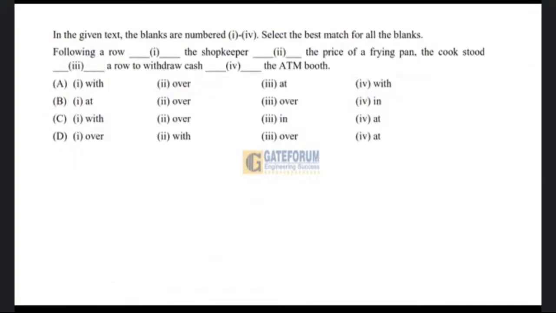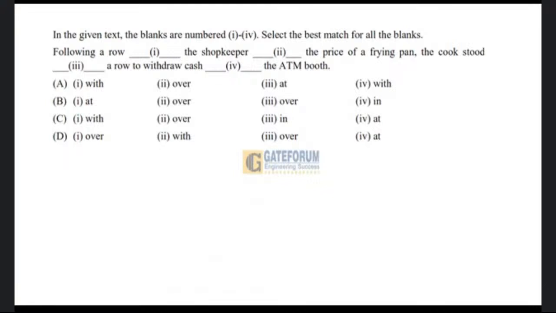Okay, this is from verbal ability. In the given text, the blanks are numbered 1 to 5. Select the best match for all the blanks. This is pure and simple grammar, prepositions. Following a row, the fill in the blank would be number 1.